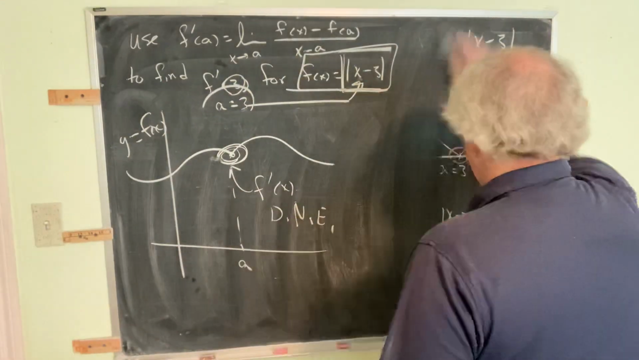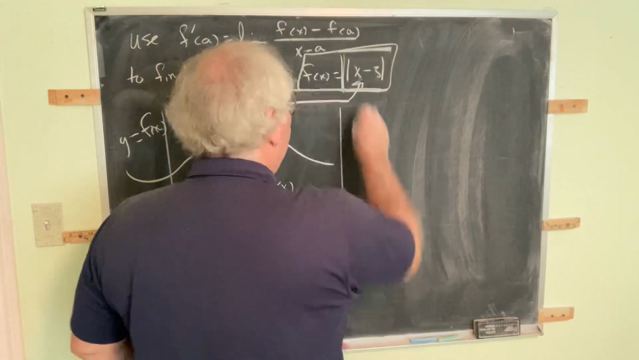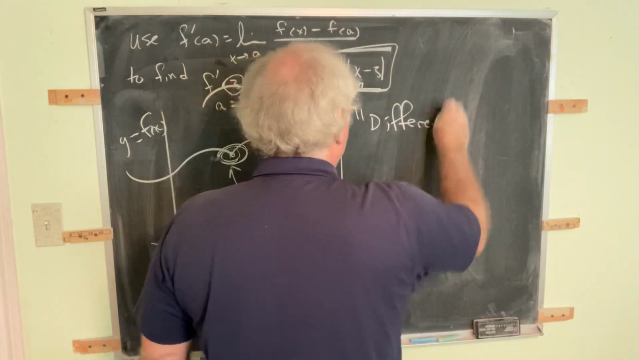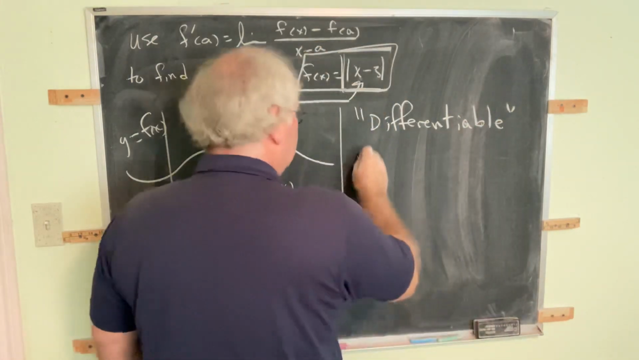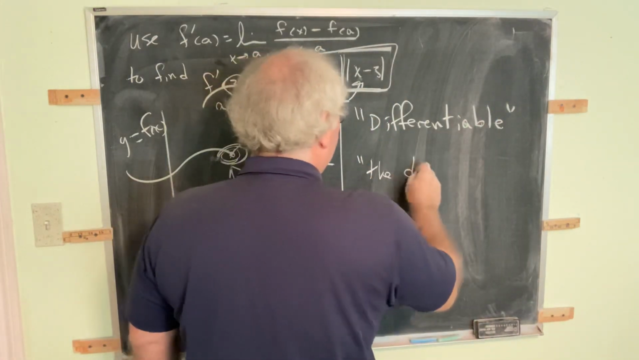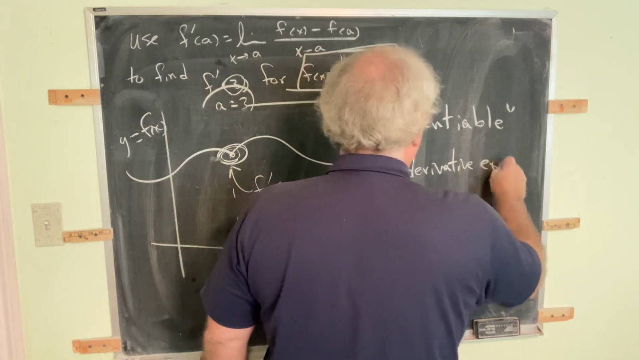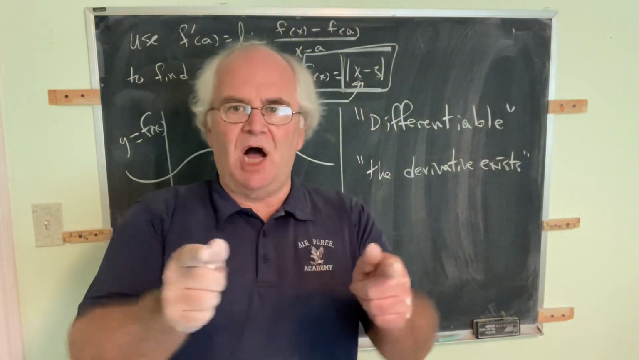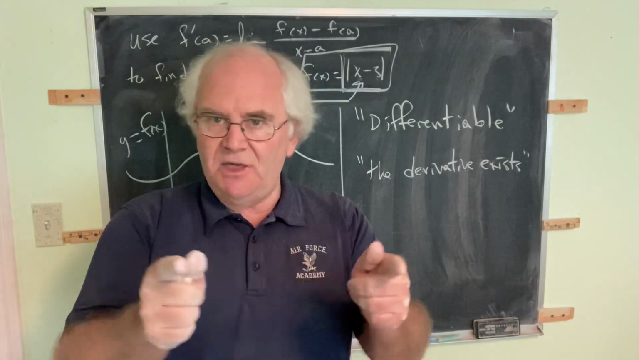So let's make that in actual words here. The word differentiable means the derivative exists. If we say the function is differentiable on an interval, that means the derivative exists at every value in that interval.